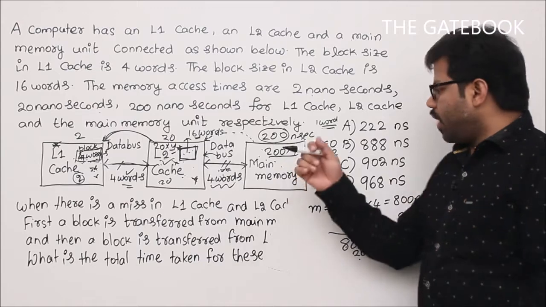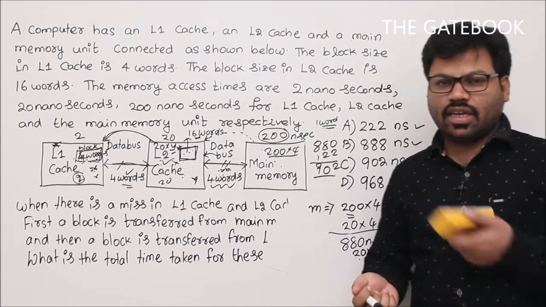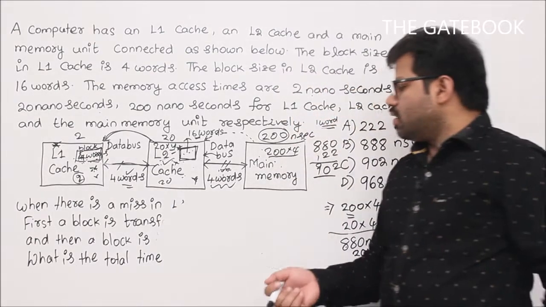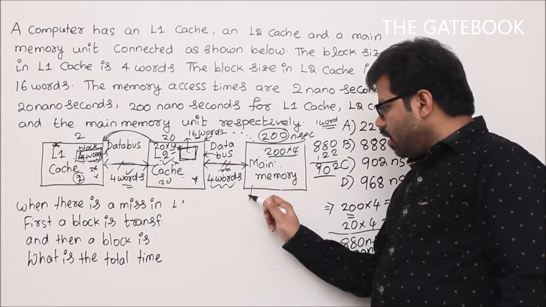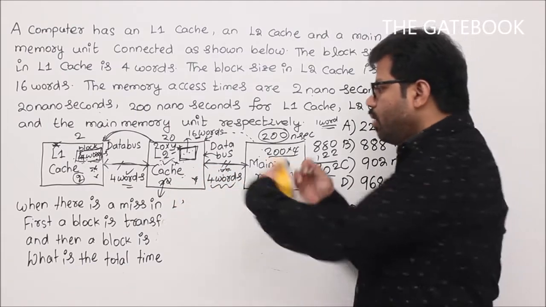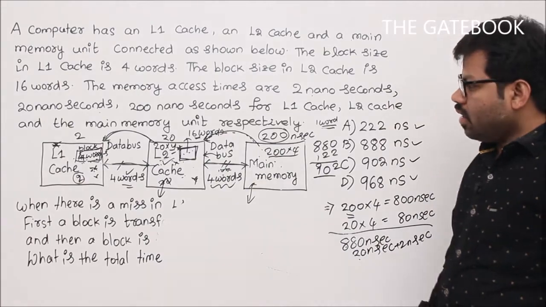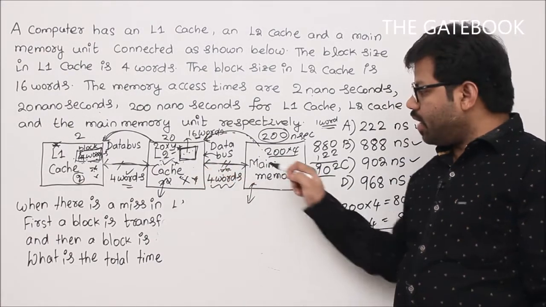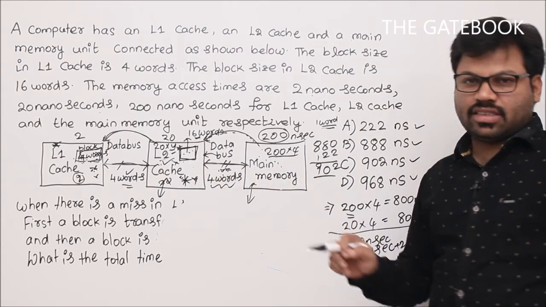In that way, by seeing the options, we can answer this question. Sometimes students say, sir, I got a different answer. My model is like this. Whenever I am transferring the data, I access main memory, and at the same time this cache is also accessed, correct? Because you are doing it in parallel. That means you are transferring the data from here to here. Then why do we have to take the access time of the cache? That access time of the cache will be cancelled by the main memory access time, correct?